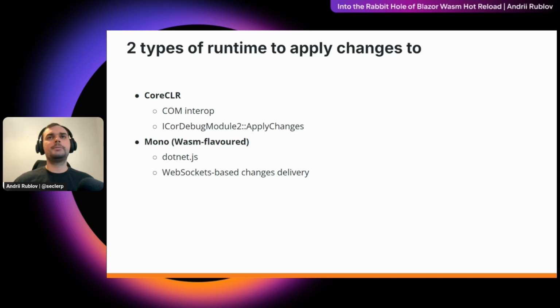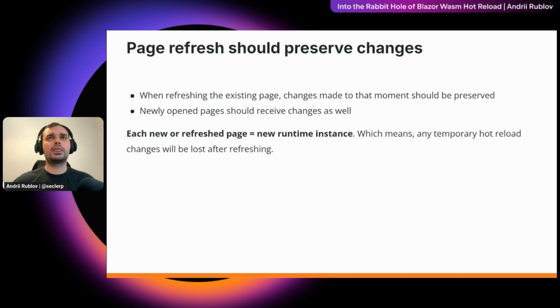As we discussed earlier, Core CLR receives changes via named pipes or COM interop. In the case of Blazor Wasm, things get more complicated, as we also need to have indirect access to the isolated browser environment and to the runtime, the Mono runtime itself. The runtime can be accessed using the JavaScript API from the JavaScript wrapper over the runtime itself called dotnet.js, and communication with the page itself is performed through WebSockets.